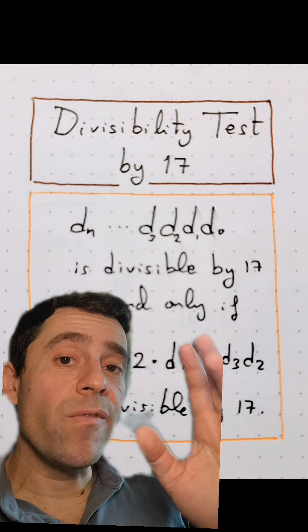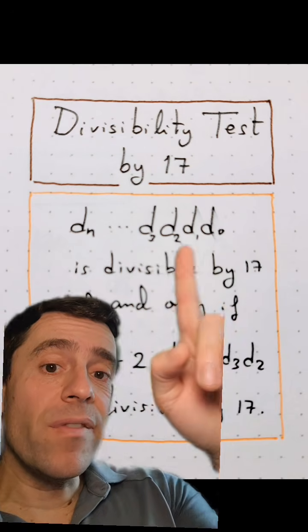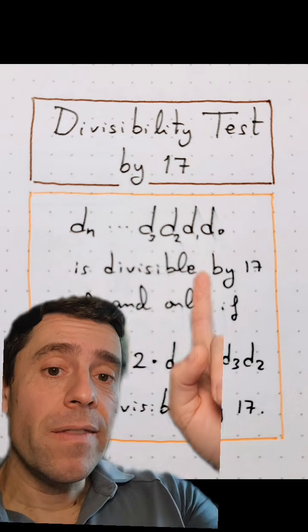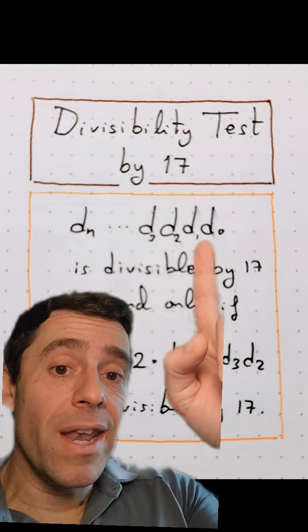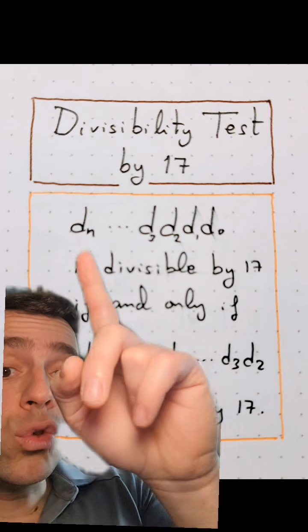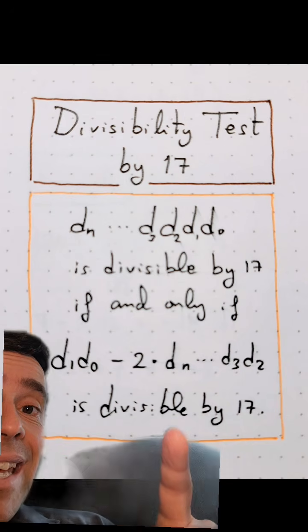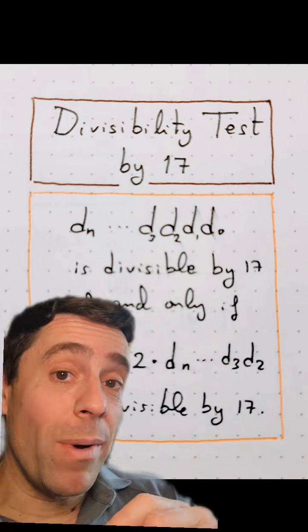Let me give a proof of the following divisibility test by 17. The test says that if you have a number in base 10, then what you can do is break off the number that is just the units digit and the tens digit, subtract twice the rest of the number, and then if that number is divisible by 17, the original number is divisible by 17.